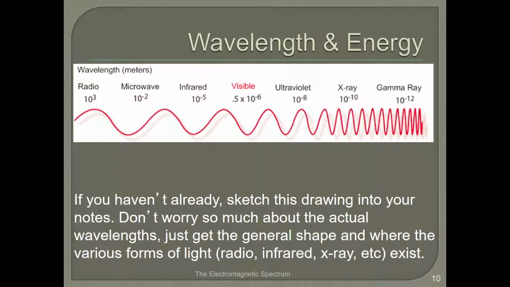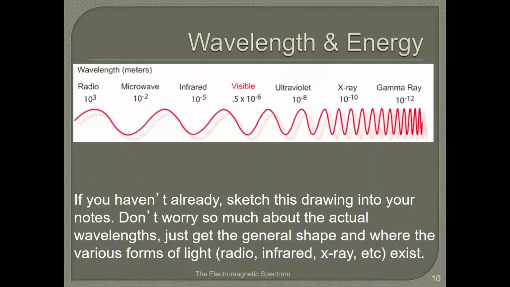So here's a nice diagram of wavelength. We can see that radio waves have the longest wavelength. Again, the wavelength can be thought of as the distance from one crest to another crest. As we move left to right, the wavelength decreases. So in order of decreasing wavelength, we have radio, the longest, then microwaves, then infrared, then visible, then ultraviolet, then X-ray, then gamma. Gamma rays have the shortest wavelength.